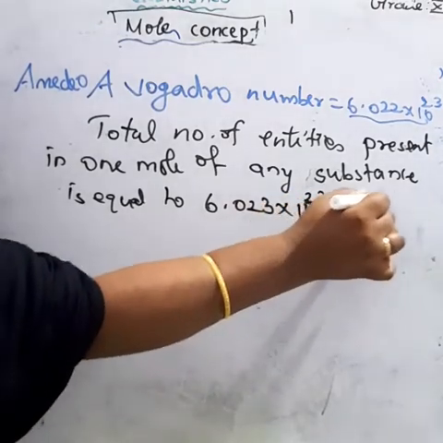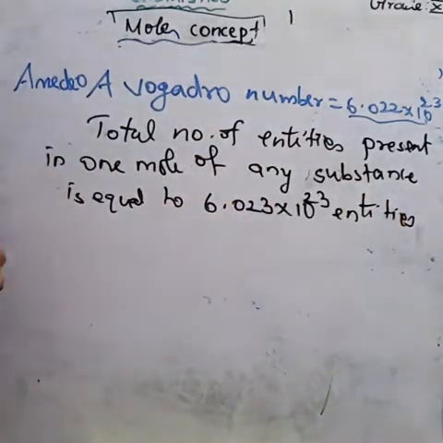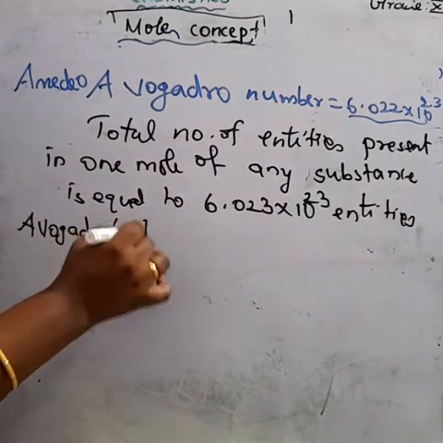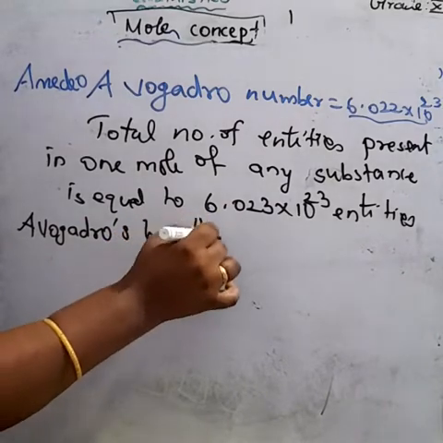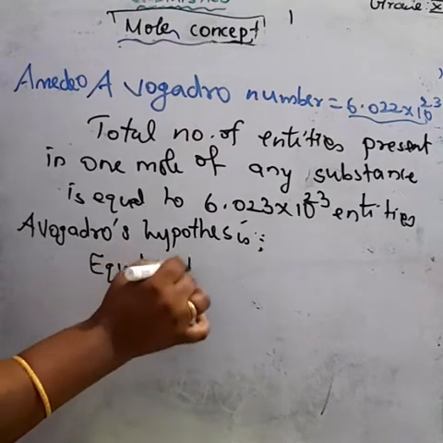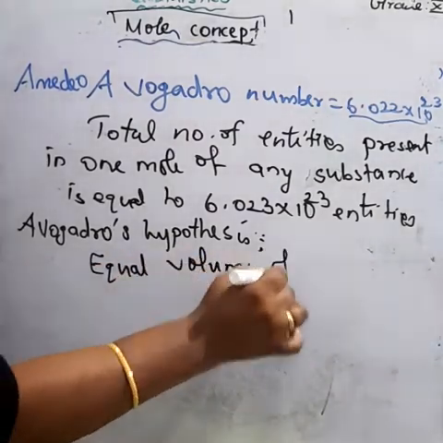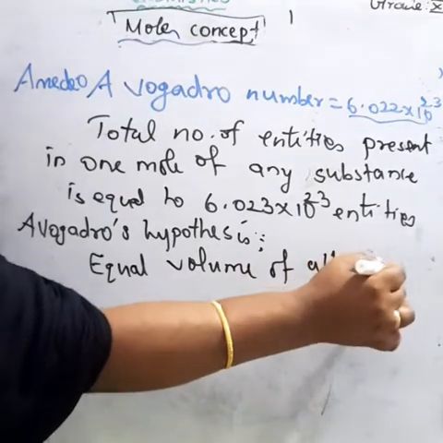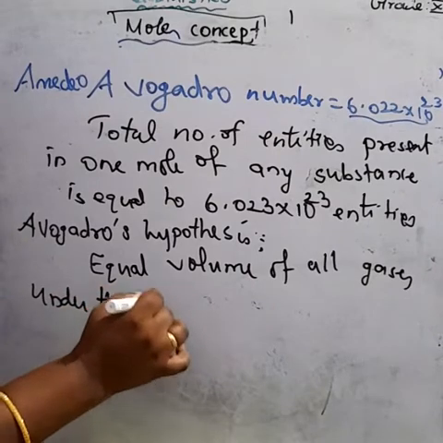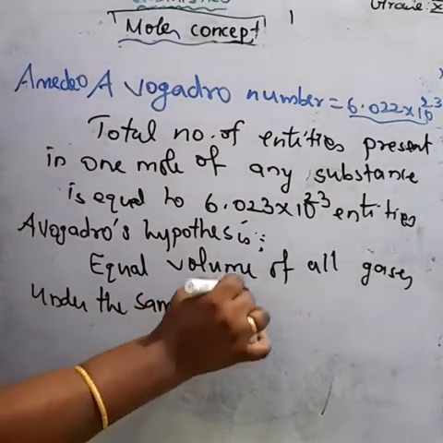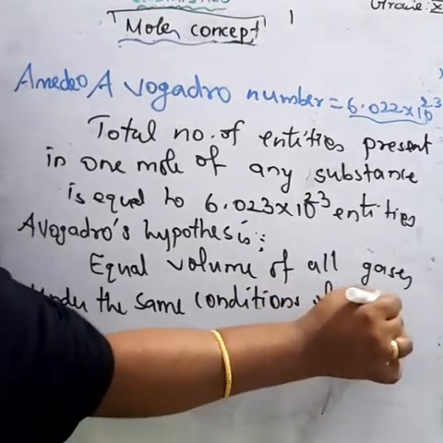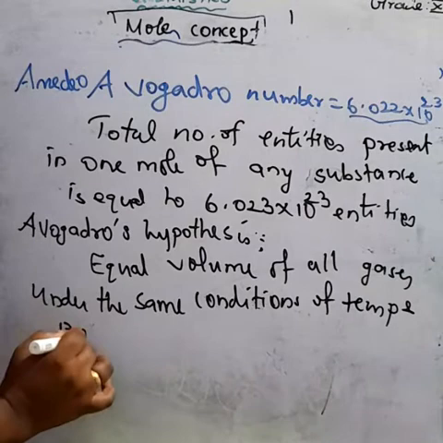Avogadro also proposed another hypothesis, which we call Avogadro hypothesis. What does Avogadro hypothesis mean? Equal volumes of all gases under the same conditions of temperature and pressure contain an equal number of molecules. This is called Avogadro hypothesis.